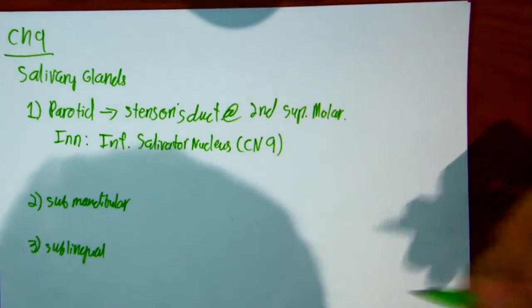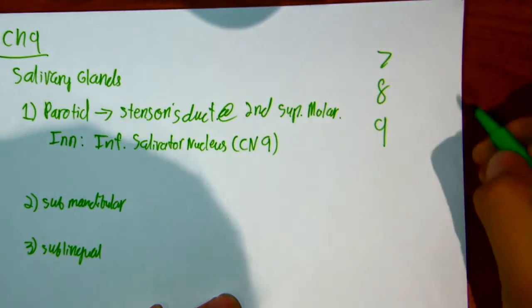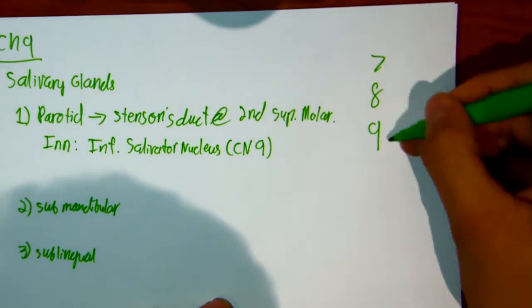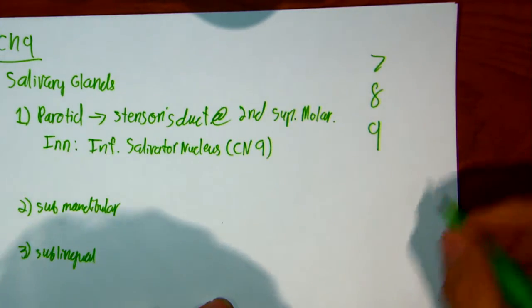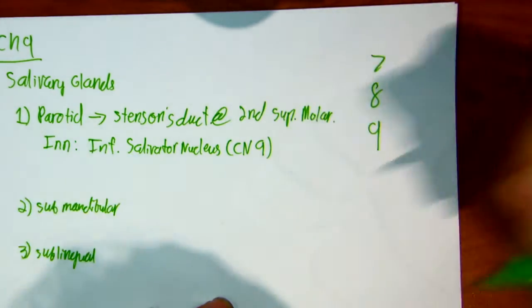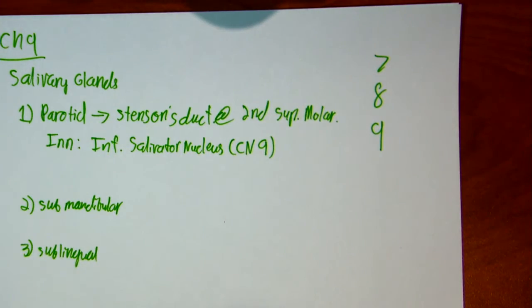Now, one of the more simple ways I used to remember this: think about the series of numbers 7, 8, 9. 9 is more inferior to 7. 7 is more superior, and the word 7 also starts with S. So the superior salivatory nucleus is most commonly associated with what cranial nerve? Yeah, cranial nerve 7. All right.